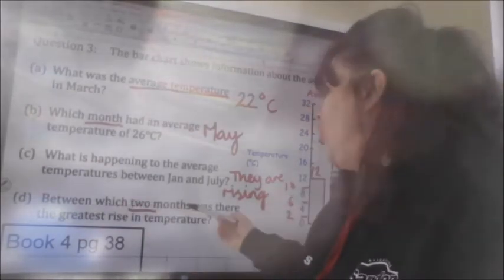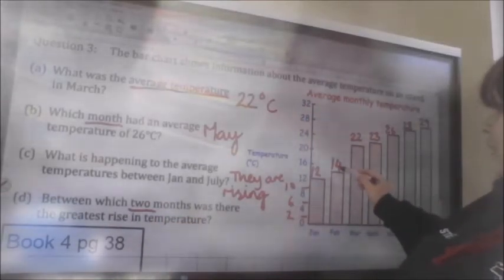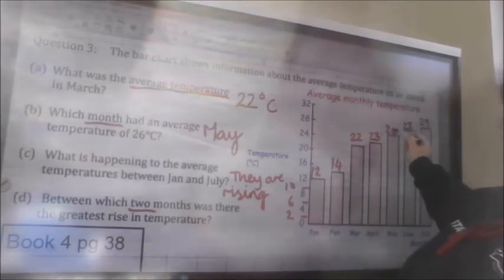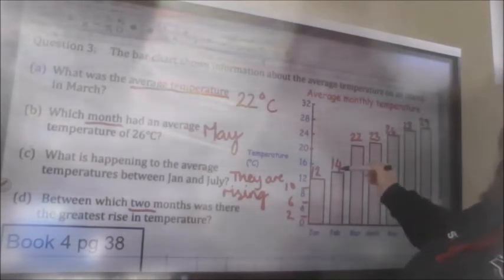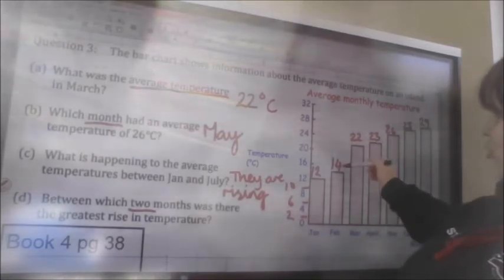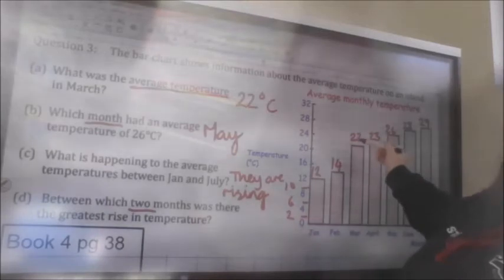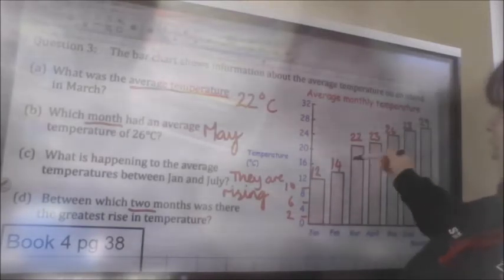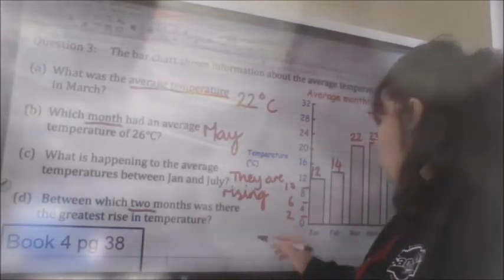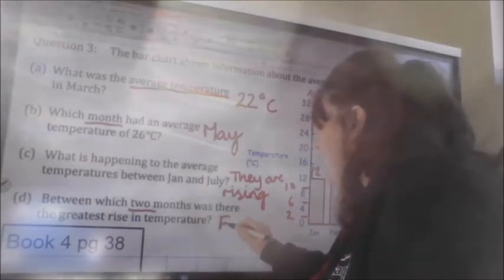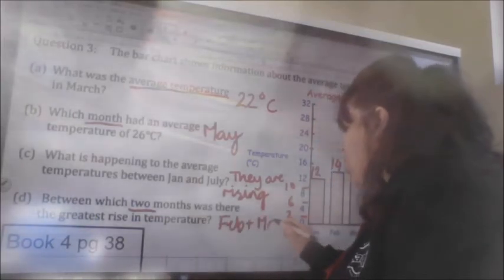And then between which 2 months was there the greatest rise in temperature? Well, that was 2. But between here, 14 to 22, well, 14 add 6 is 20, plus 2 is 22. So we've got 6, 7, 8 degrees. So we've got Feb and March.